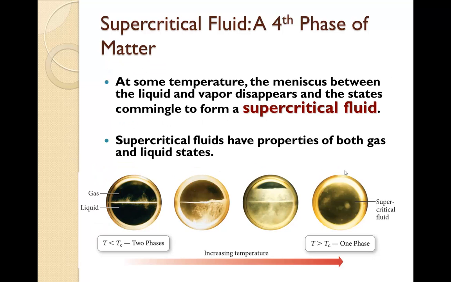At some temperature, the meniscus between the liquid and vapor disappears and the states commingle to form the supercritical fluid. Supercritical fluids have properties of both gases and liquid states.